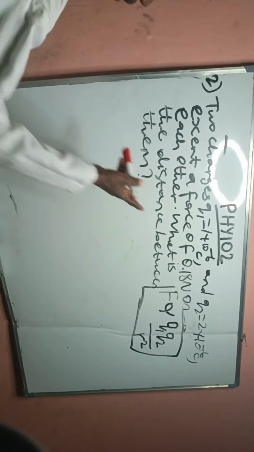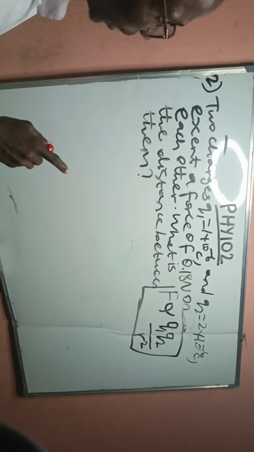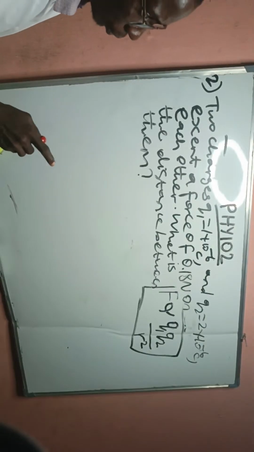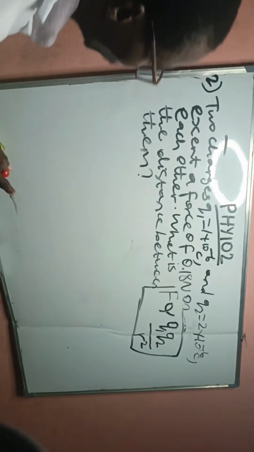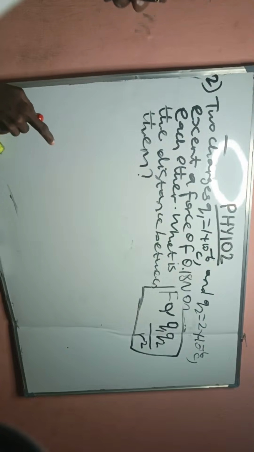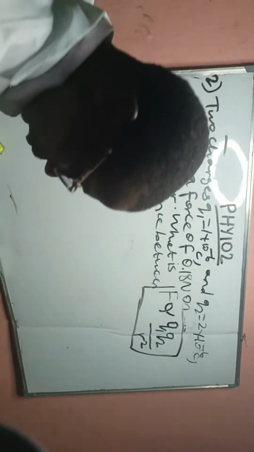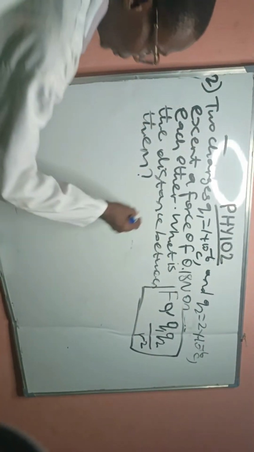All right, let me solve, okay? If you look at the question that's given to us, they say two charges, Q1, 1 times 10 raised to the power minus 6, and Q2, 2 times 10 raised to the power minus 6 coulombs, exert a force of 0.18 Newton on each other, okay? This is the distance between them. Always remember to write your solution, very necessary, okay?